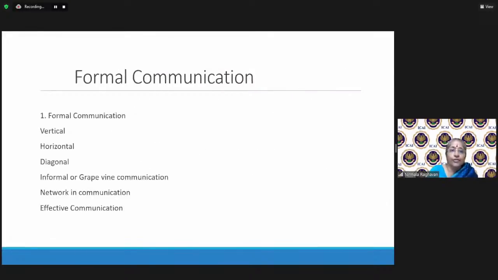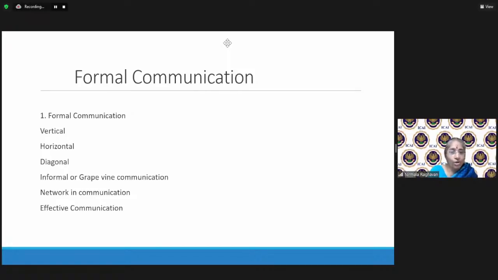Formal communication is communication that happens in the workplace, in jobs. There are three types of communication: vertical, horizontal, diagonal. Then informal or grapevine communication, networking communication, effective communication, and barriers of communication. The rest of the chapter is all about these, and we will go one by one. From formal communication, it's vertical, horizontal, and diagonal.